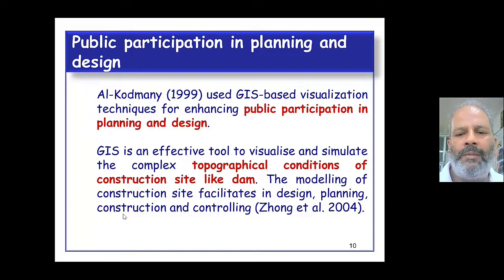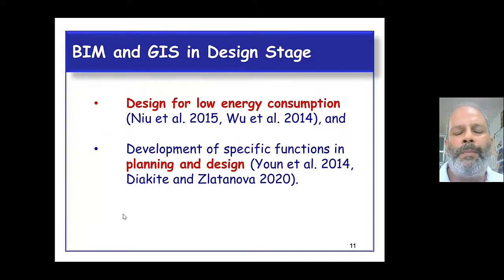And the other thing is that GIS helps in modeling topography and developing very good simulation. So those also help in the planning and design of some complex constructions, such as a gravity dam or some civil engineering structure in hills. There are a few applications in which GIS along with BIM has been used in the design stage, which include design for low energy consumption or development of specific function which may be helpful in planning and design.